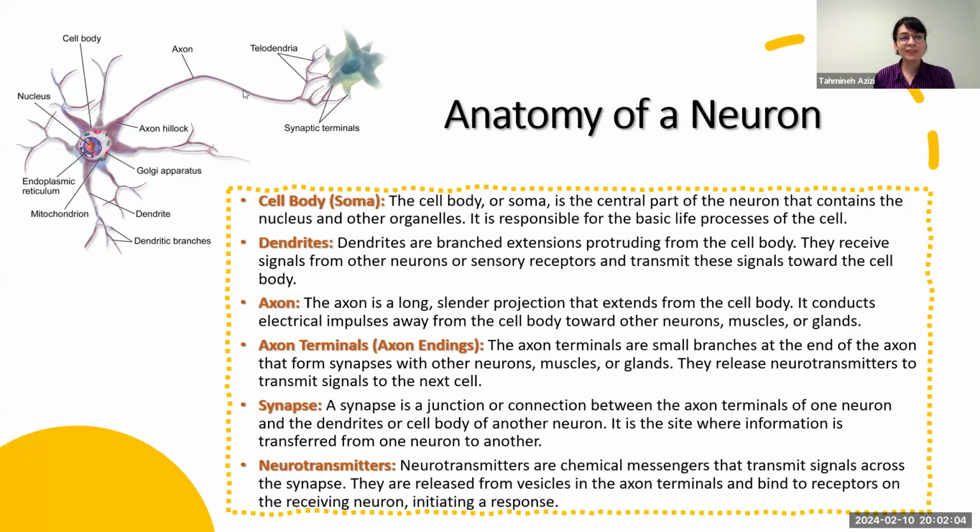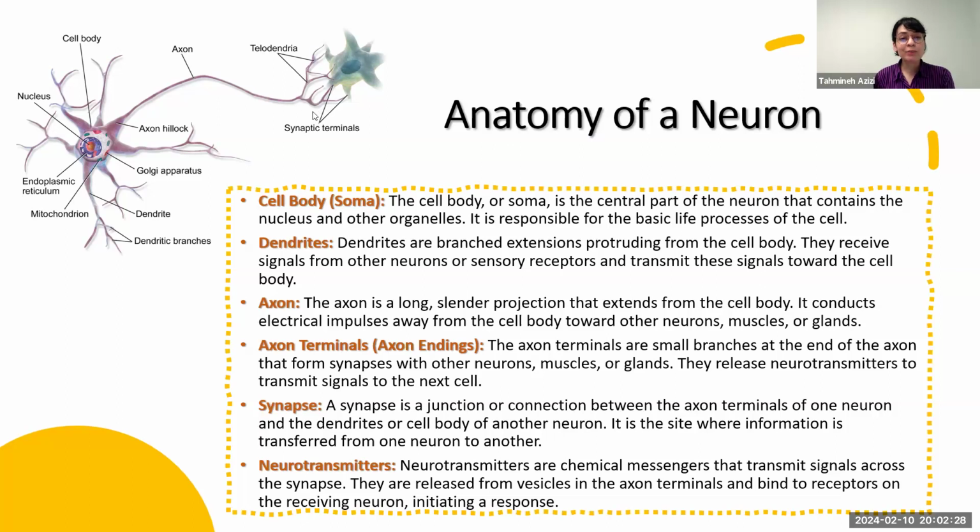And we have the axon, another part of the cell, which is a long and slender projection coming from the cell body. It conducts all of these electrical messages coming from the cell body to the other parts of the cell.